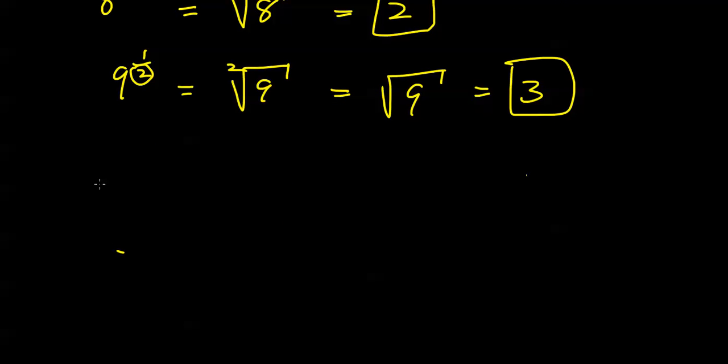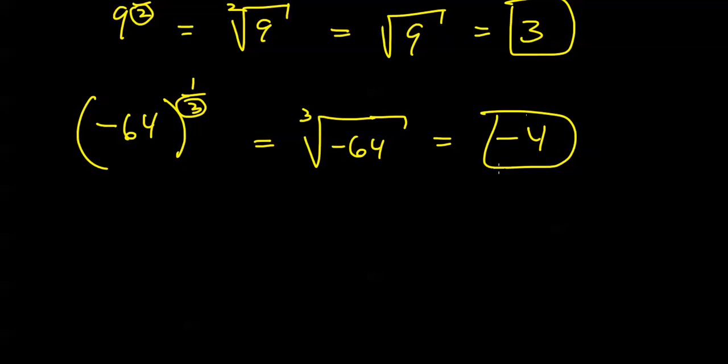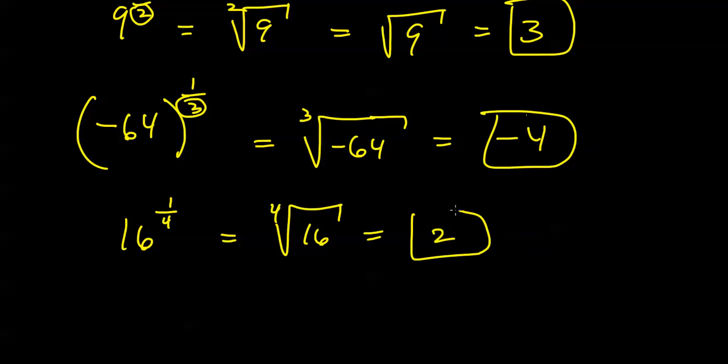How about another example with a fractional exponent where the numerator is 1? Minus 64 to the 1/3 power. Well, the rule says all you need to do is take the denominator index root of that base to express it equivalently. And I know that the third root of minus 64 is, of course, negative 4, as in our last section. How about 16 to the 1/4 power? Well, if the numerator is 1, just take the denominator root, the fourth root of 16. And, of course, the fourth root of 16 is positive 2.